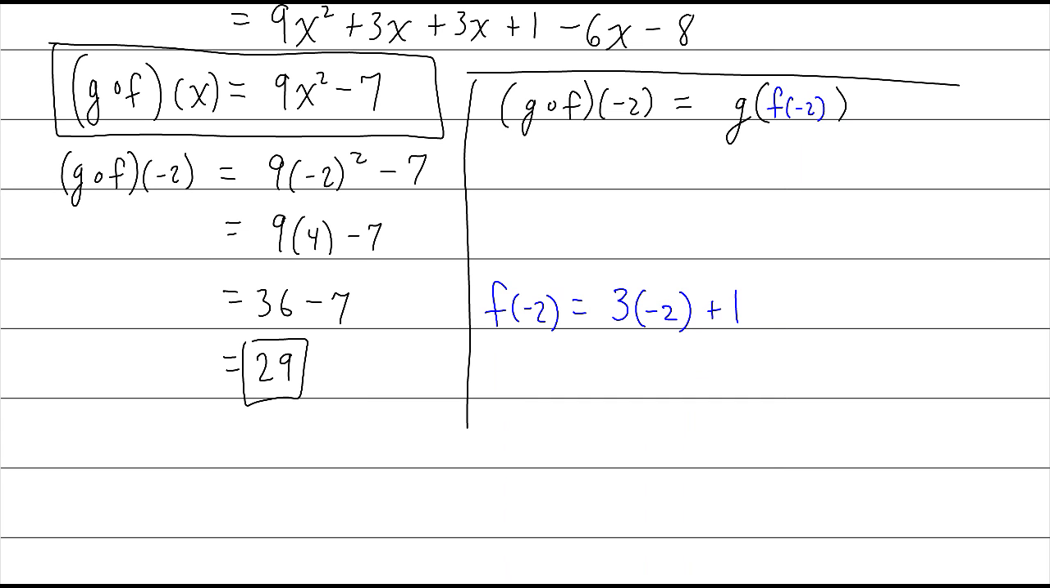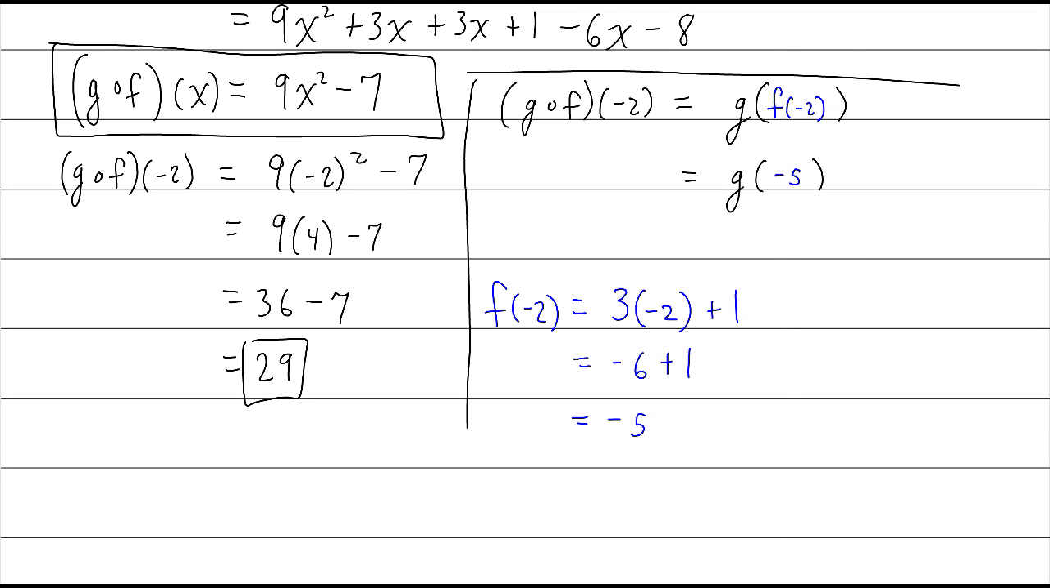Okay, and then 3 times negative 2 is negative 6. Negative 6 plus 1 is negative 5. So f of negative 2 is negative 5. So I can actually just go ahead and scratch that and put negative 5 in its place. Let me clean that up a little bit. That's actually just going to be g of negative 5.